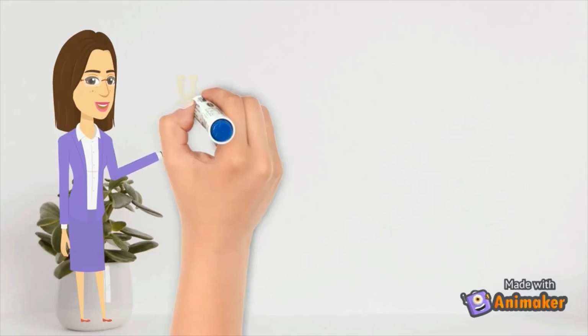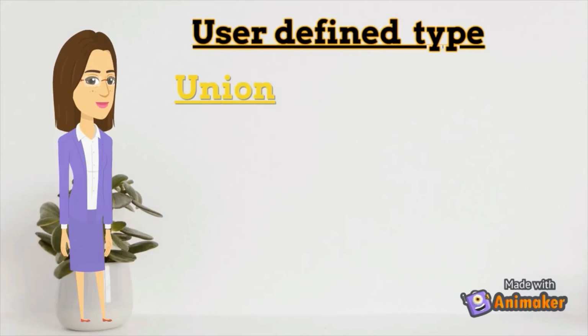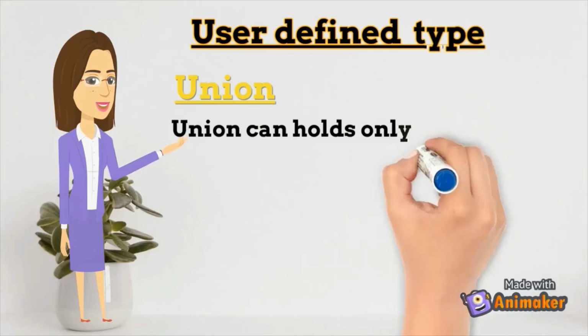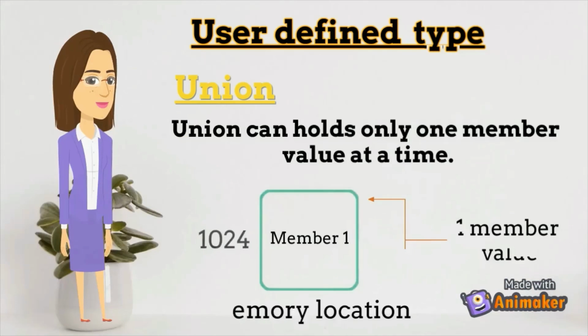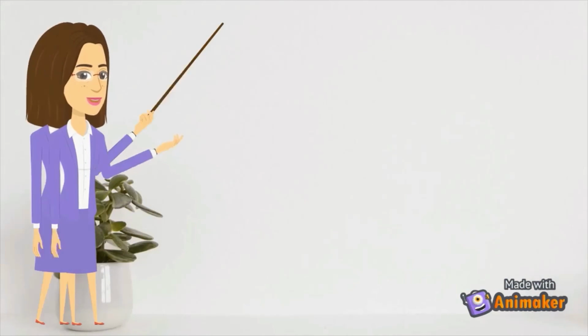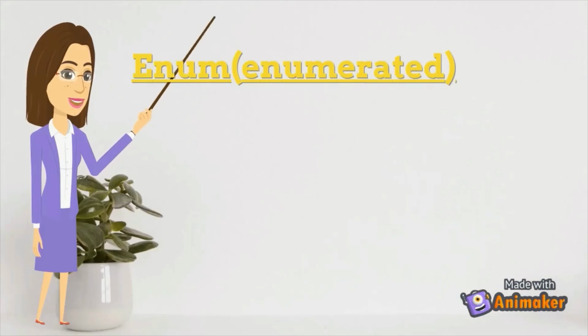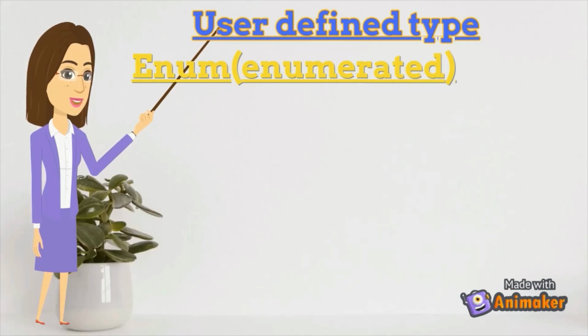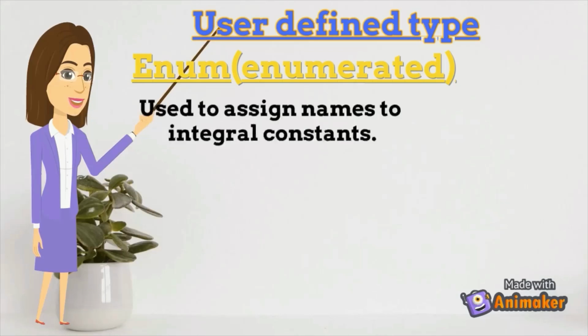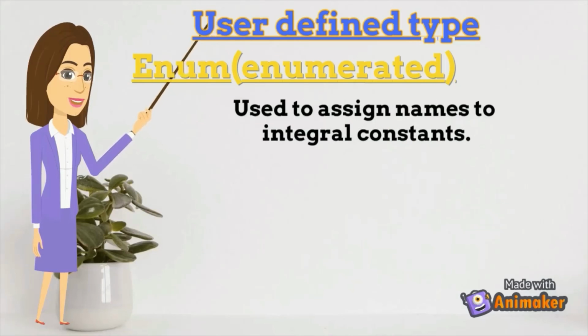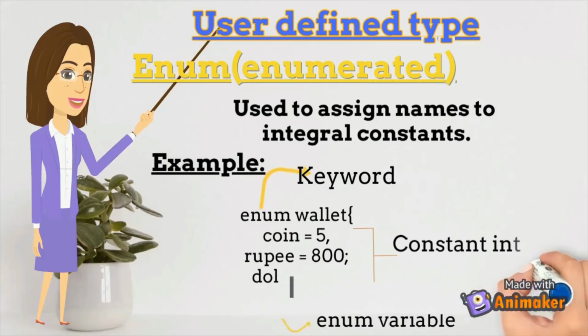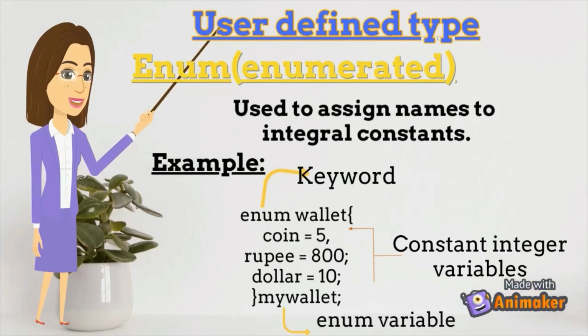Next we have union under user-defined data type. Union is similar to structures, but union can hold only one member at a time. Last we have enum, that is enumerated type in user-defined type, which is used to assign names to integral constants, because names are easier to handle in a program. In the example below we can see the constant integer variables.